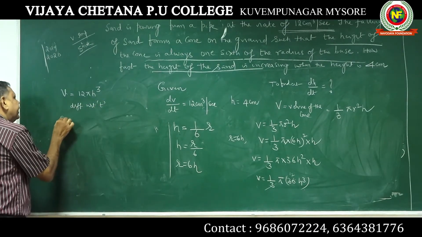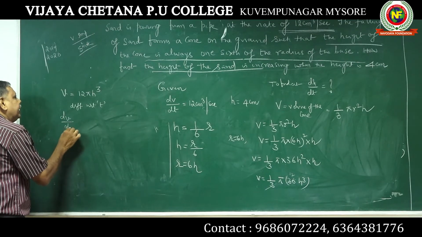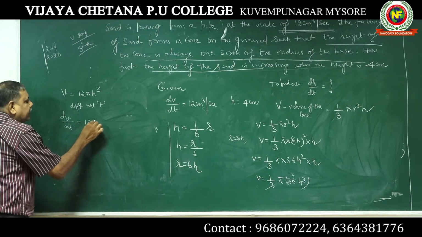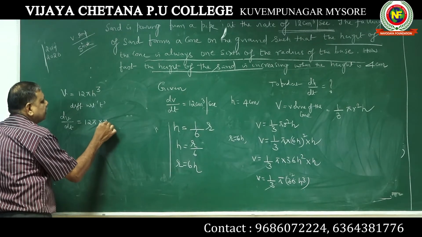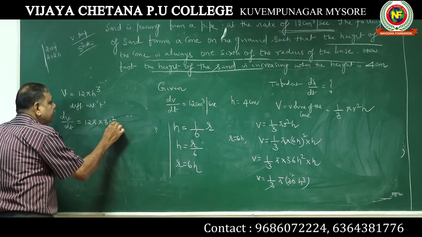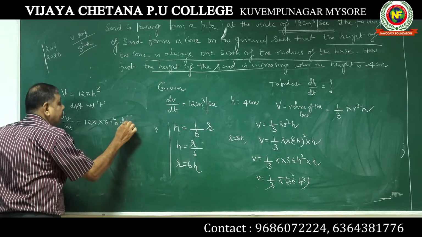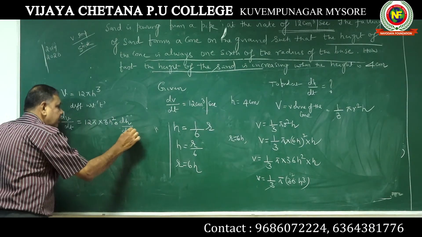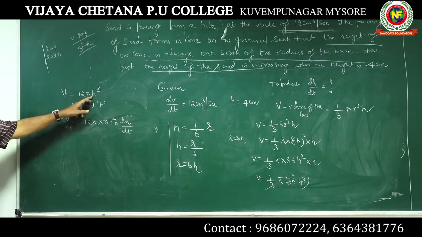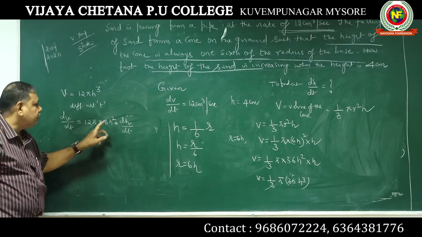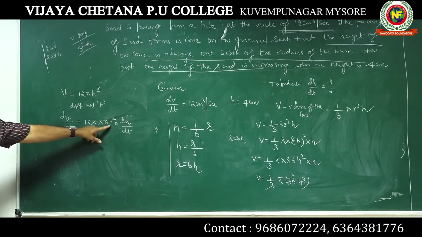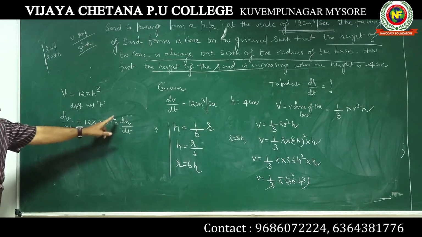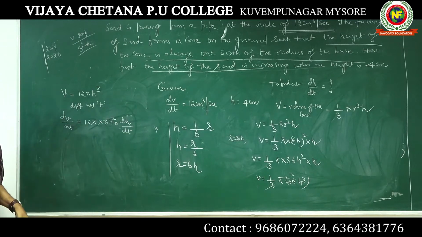When you differentiate, dV by dt, 12 pi is a constant, keep as it is, into differentiation of h cube, which gives 3h squared into dh by dt. That is very important because it is the implicit function. When you are differentiating the variable h, you should write 3h squared into dh by dt. Very easy. dV by dt is given, h is given, h is 4 cm. You have to find out this part, dh by dt. If you do that, you will easily get 5 marks.